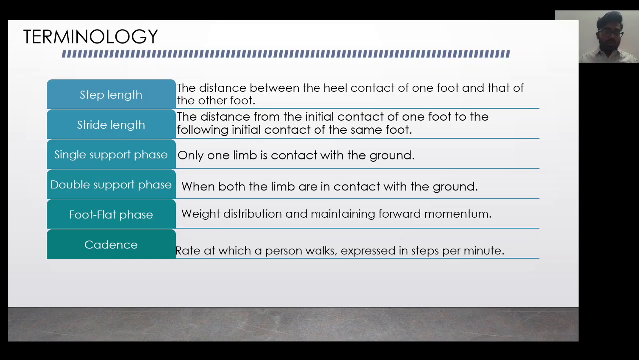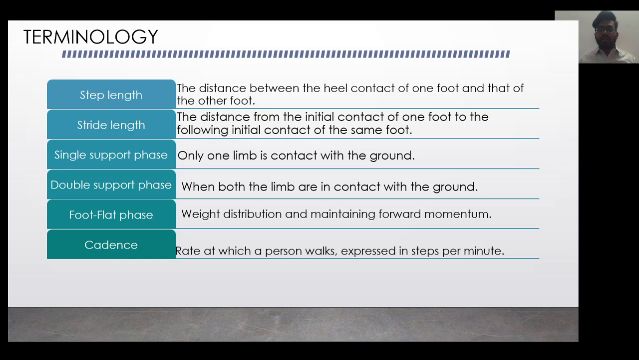So one limb is always in contact with the ground, and the other limb is in the swing phase, that is, not in contact with the ground. So your entire body weight tends to be relying on that one single leg. Now, double support phase. This is when both your legs are in contact with the ground.